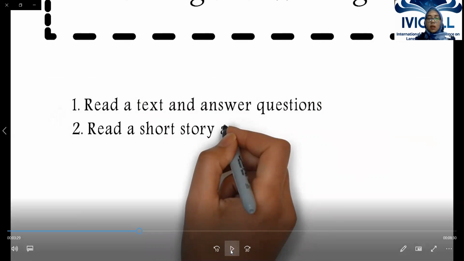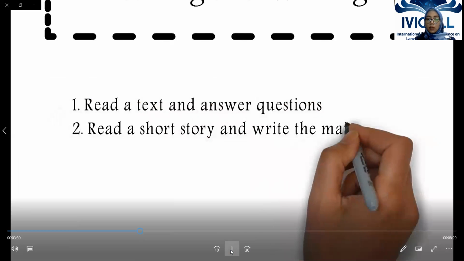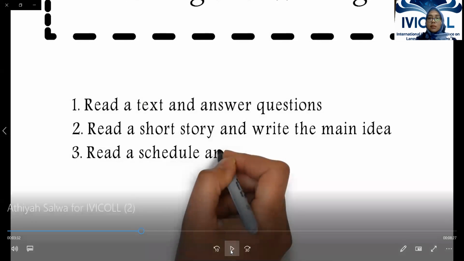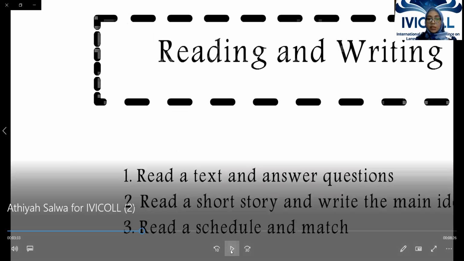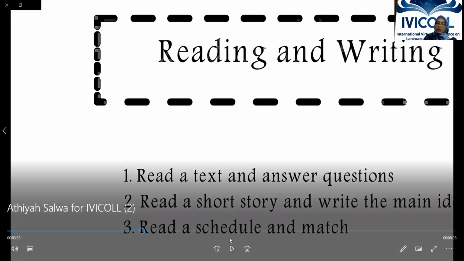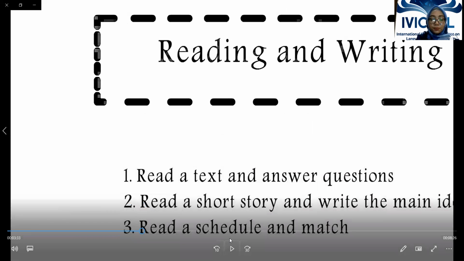Or sometimes you can use a short story or an article, and I also ask them to write down the main idea. The simplest thing is that I also ask students to read a schedule, for example a bus schedule or movie schedule, and then I prepare sentences, and please match the schedule with the sentences. Just like that. This is the combination of reading and writing skills into one instruction.